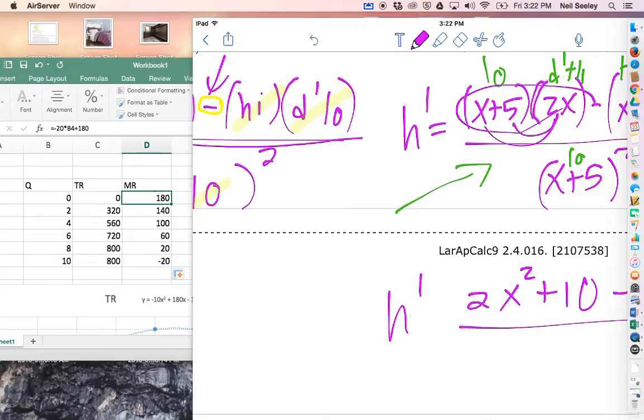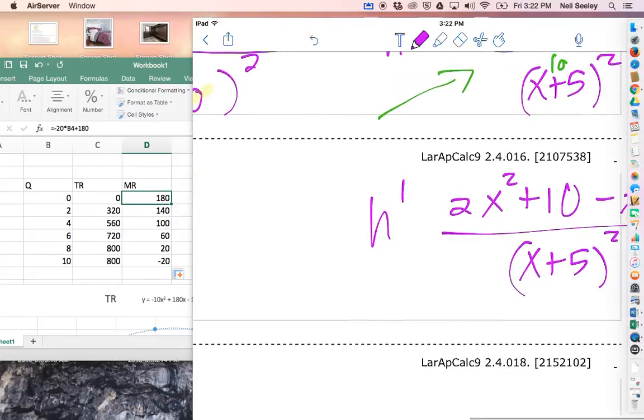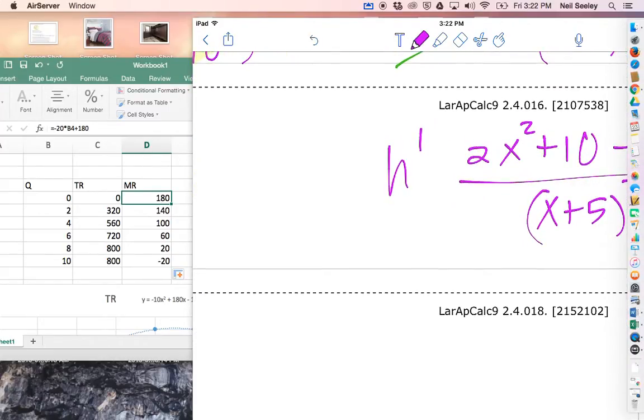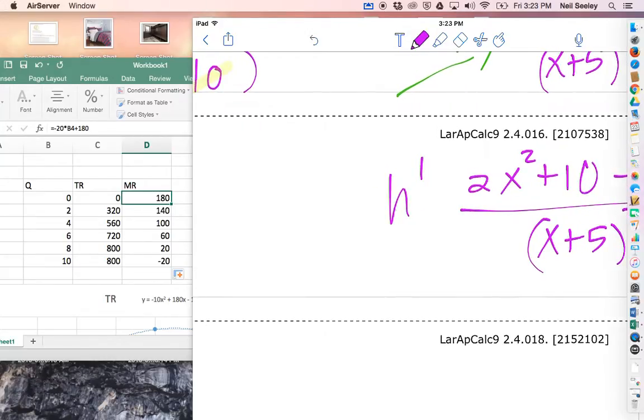And on the bottom, I usually don't distribute that. X plus 5 squared would be x plus 5 times x plus 5. It'd make x squared plus 10x plus 25 if you wanted to FOIL it out, but I wouldn't recommend it at this point. One last thing I might do is combine like terms, that 2x squared minus x squared.